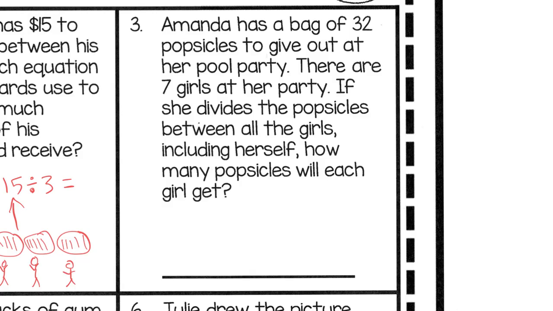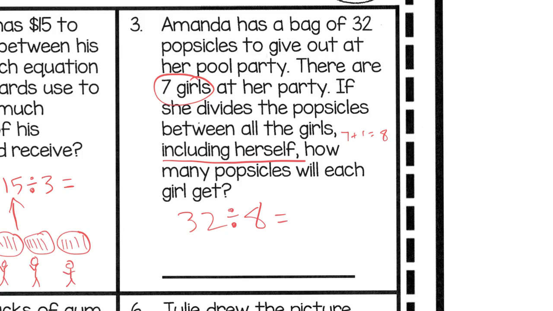Amanda has a bag of 32 popsicles to give out at her pool party. There are 7 girls at her party. If she divides the popsicles between all the girls, including herself, key words there, how many popsicles will each girl get? So they're all going to have a tummy ache for sure. But we have 32 that we're going to give out. And we need to divide it evenly among all the people that are there. 7 girls and Amanda. So that means 7 plus 1 is 8. So that means we're going to divide it by 8 people.